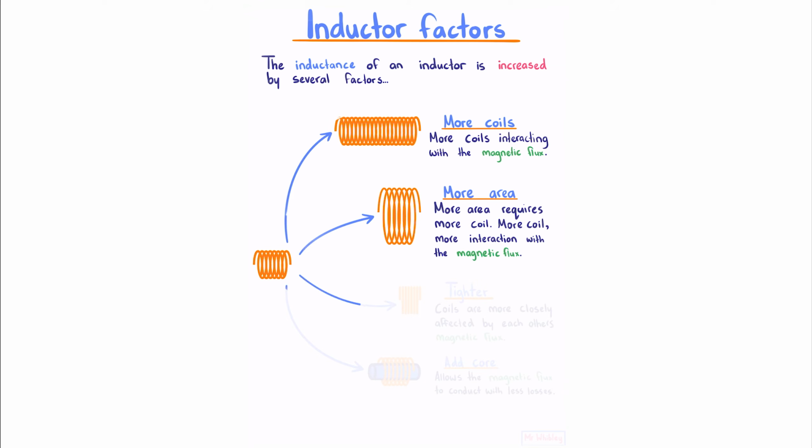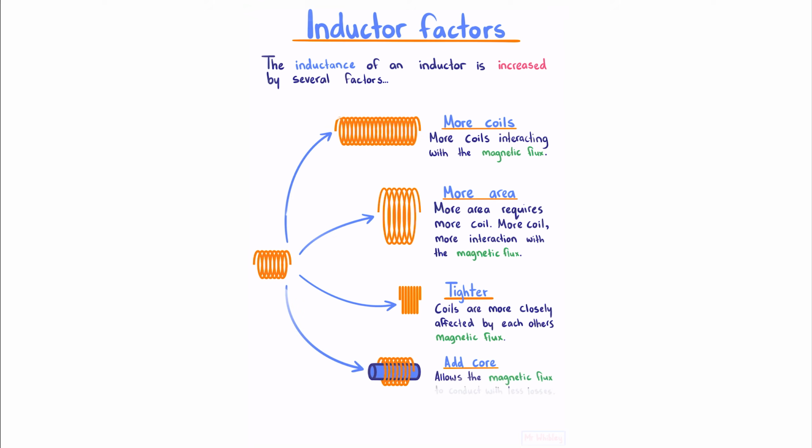We could also make our coil tighter. Because the distance between the coils is reduced, the coils are more closely affected by each other's magnetic flux. And lastly, we could add a core, which allows the magnetic flux to conduct with less losses. Essentially, it behaves like a conduit.